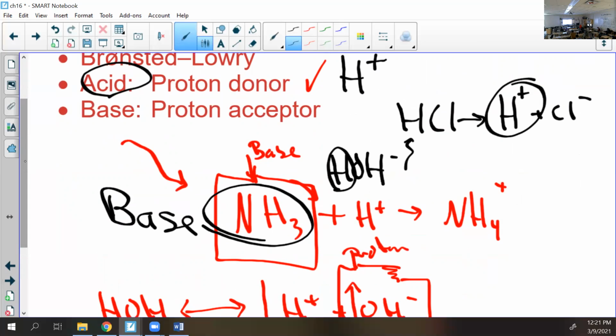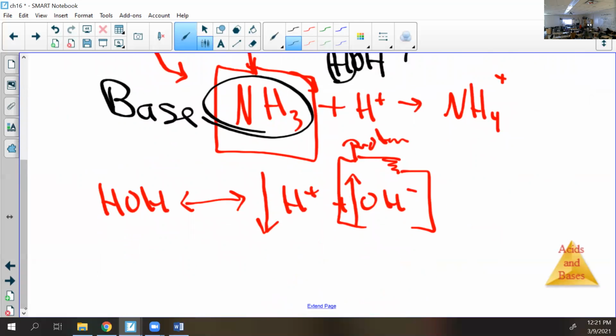So when NH3 is put in water, it makes ammonium, and that's how it gets from NH3 to NH4. Does that make a solid, or is it aqueous? It's aqueous.